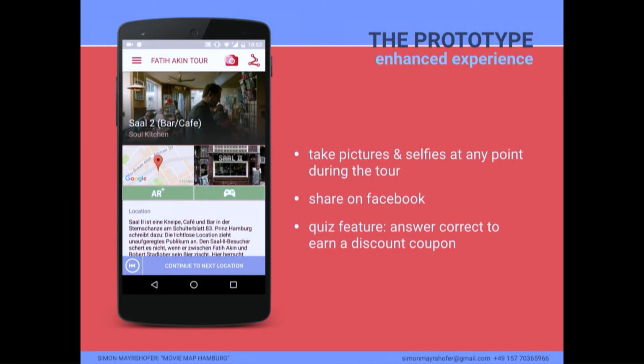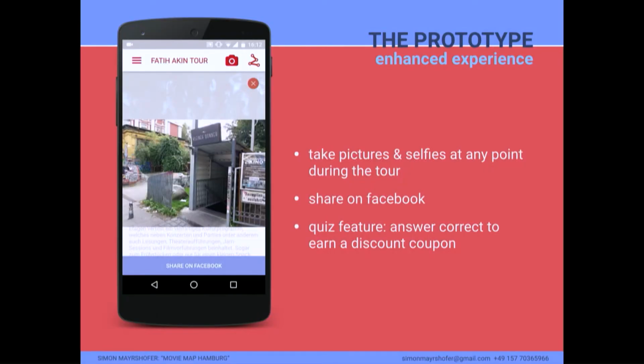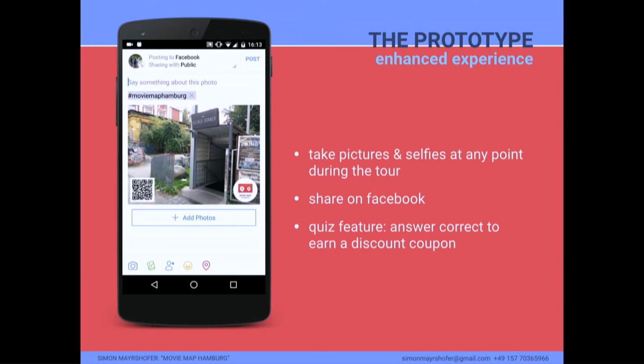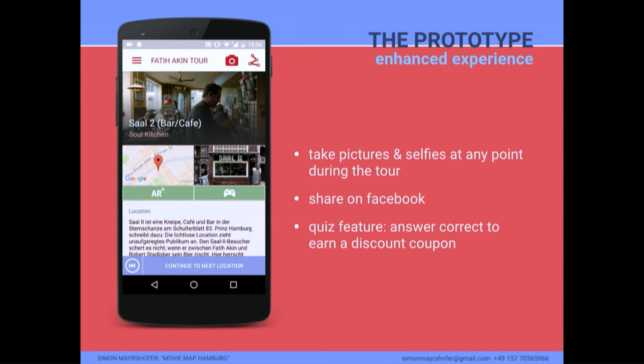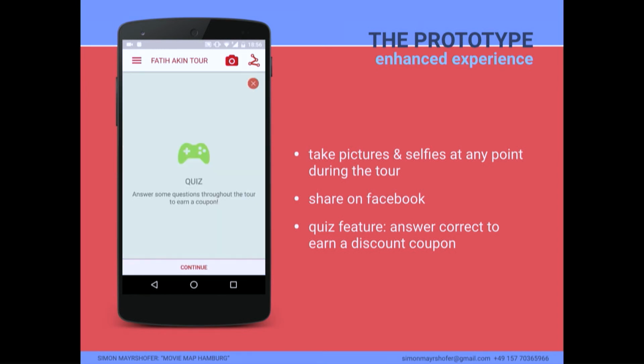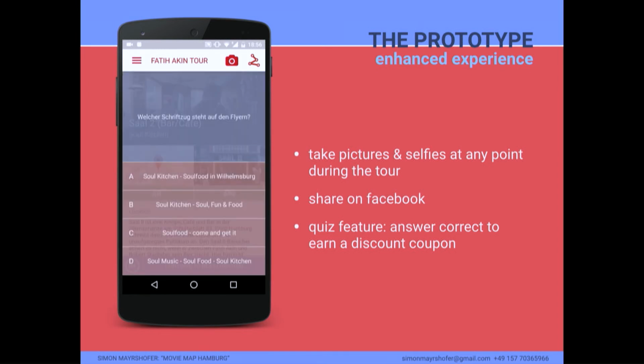Now, there are several features to maximize user engagement and create an immersive experience. The user may take pictures at any given point during the tour and share them on Facebook. And the user has the option to answer quiz questions in order to earn a coupon or discount for, say, a nearby restaurant or cafe.